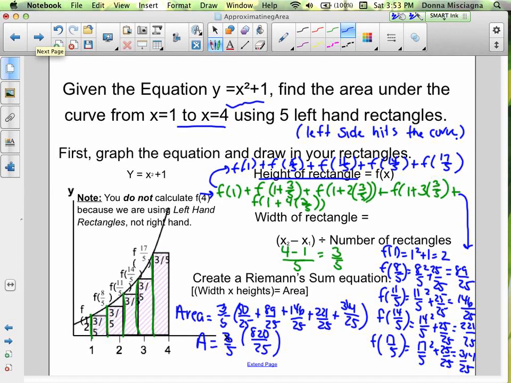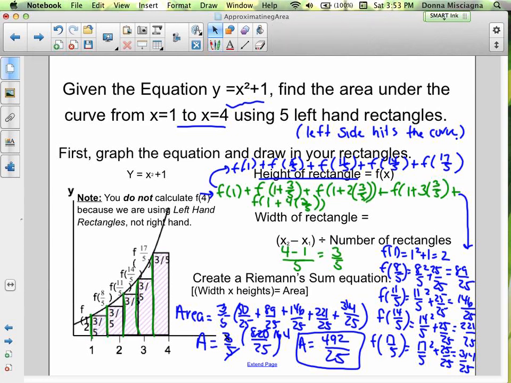And that would reduce, because 820 is divisible by 5. It's 164. All right, so our area is going to be 164 times 3, 492/25. And hopefully I didn't hit anything wrong on the calculator.